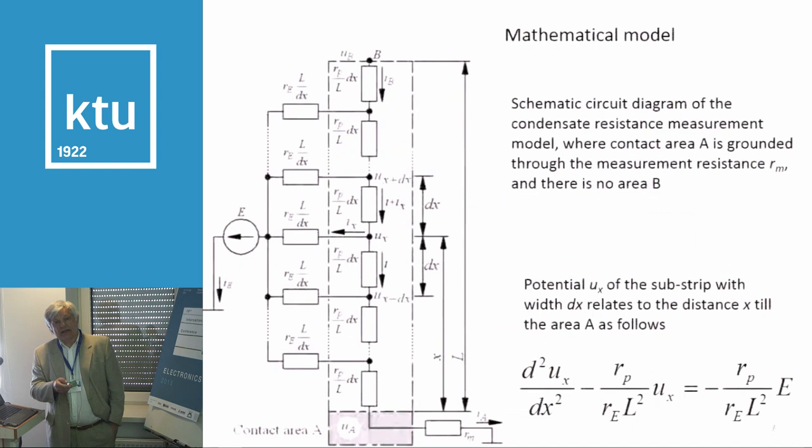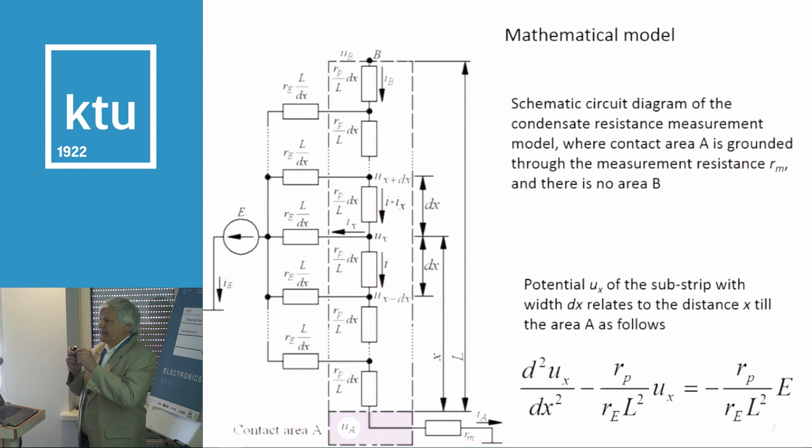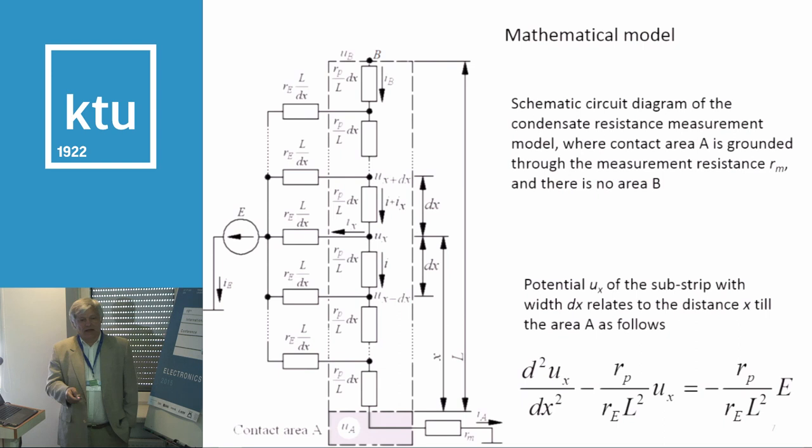We created a model of this method of measurement, and here we see the surface resistance is divided into small shapes of resistance. Here is the equivalent inner resistance of the electromotive force, and here is the equivalent electromotive force, because we use an additional tungsten heater for more electrons. And our probe has only one contact area, which is grounded through this resistor.